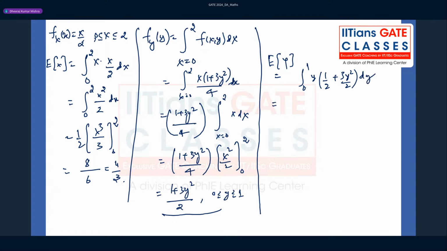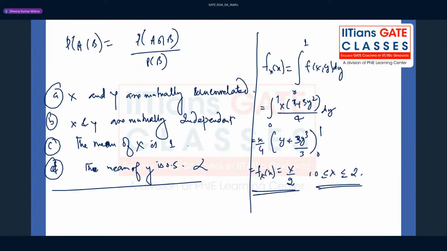You can say this is going to be 1 by 2, you can take it common, no problem. So this becomes y square by 2 plus 3y to the power 4 by 4, from 0 to 1. You can say 1 by 2 times (1 by 2 plus 3 by 4). You can further solve this and find what the mean is. So what is the mean of y? It is simple calculation and nothing else, guys. So this is also wrong. You will not get 0.5 here in this case, so this will be wrong.